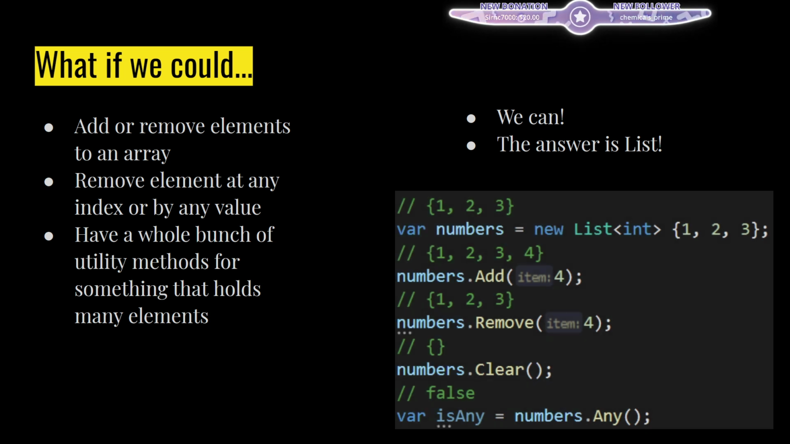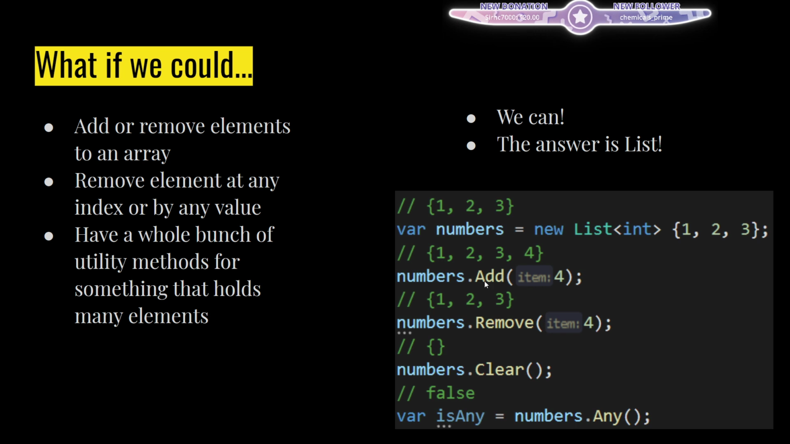So an example of a list can be seen here. Here you can see we have created a list of numbers, and this is very similar to an array, for which, instead of list of int, it would be int array. So we have new list of int with 1, 2, 3 as elements in that list.